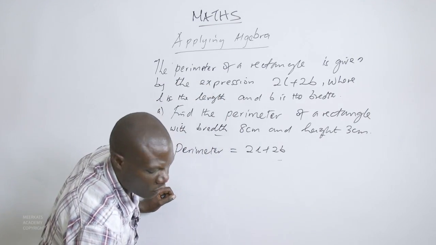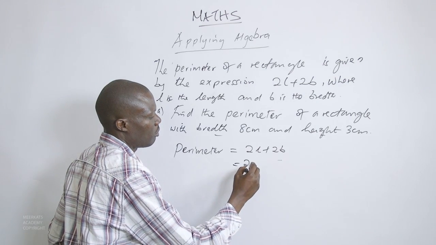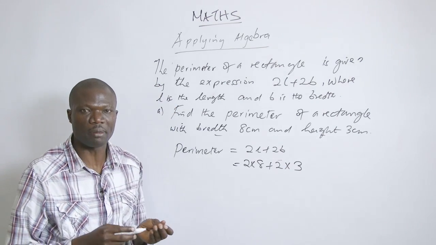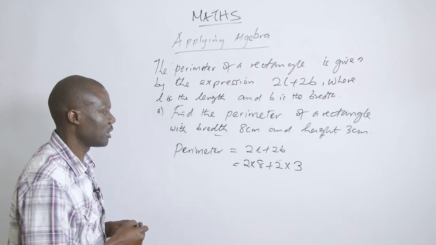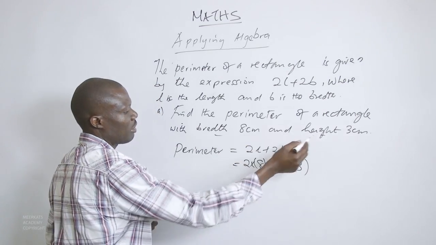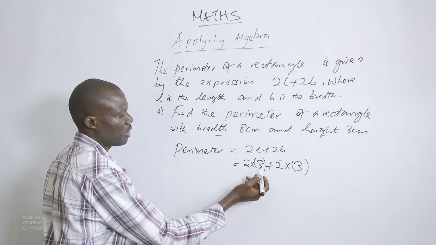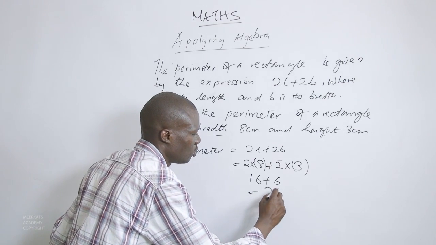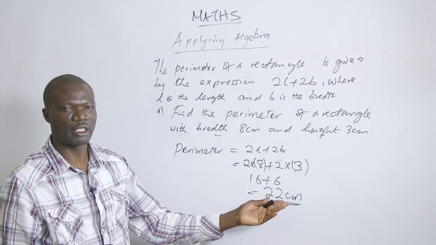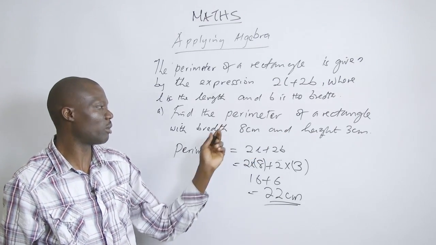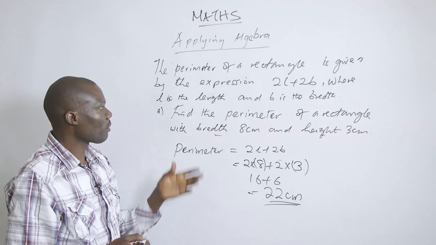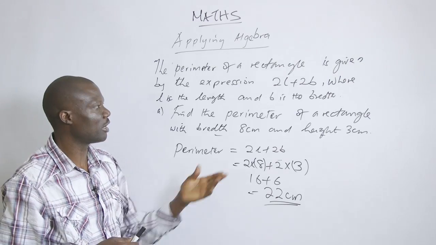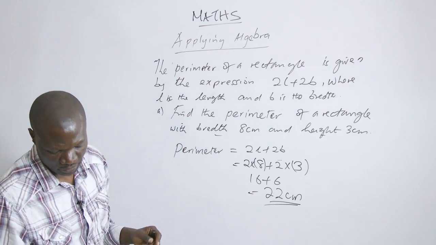So in that particular case, we shall substitute here 2 multiplied by 8 plus 2 multiplied by 3 centimeters. This represents what we have here, and 2 for the general expression. So 2 times 8 is 16 plus 6. This gives us 22 centimeters. It is perimeter, so it's just centimeters. Why centimeters? Because the height and breadth were both given in centimeters. So by applying algebra, we can get the exact perimeter of various shapes given the expressions for each general formula.